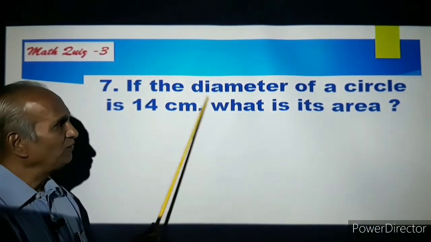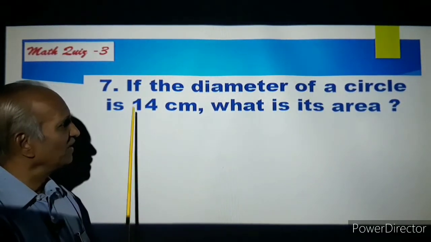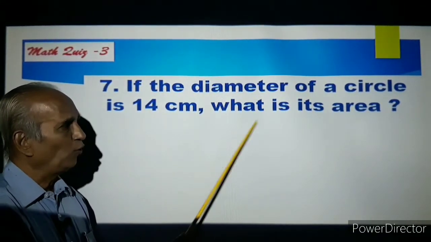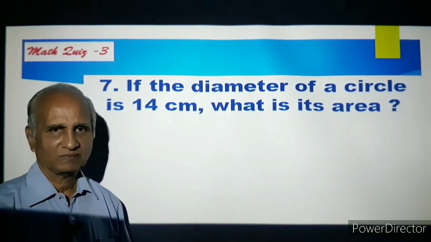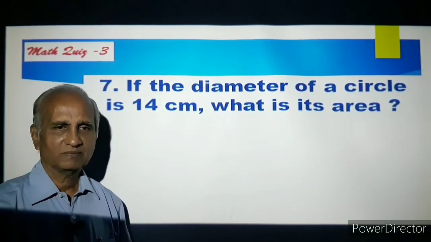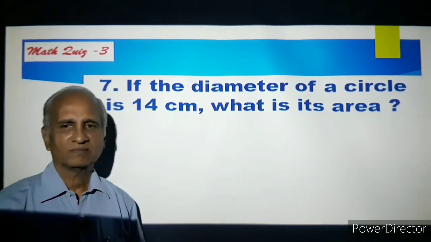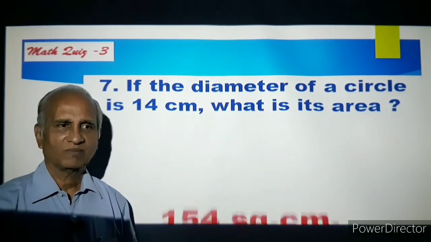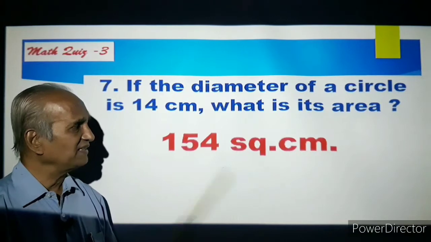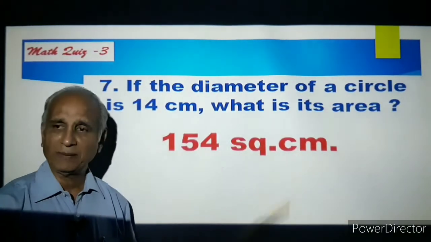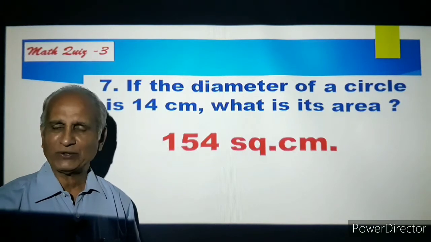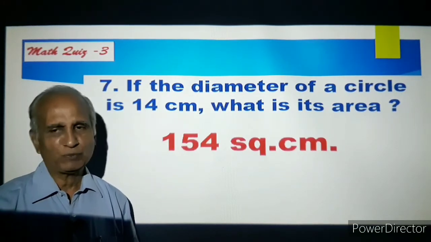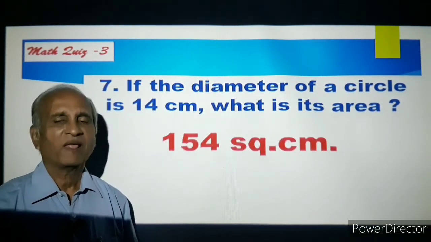Seventh question. If the diameter of a circle is 14 centimeters, what is its area? Okay, answer is 154 square centimeters. Mentally, if you can do it, very good. If you can't, use paper and pencil later.